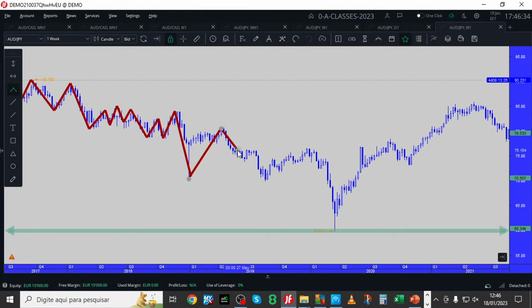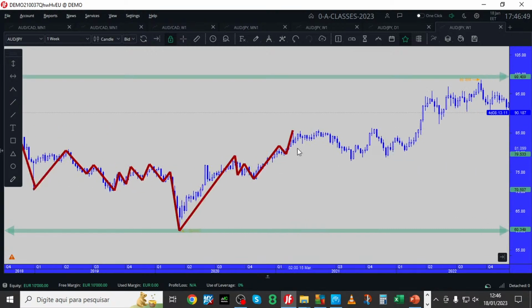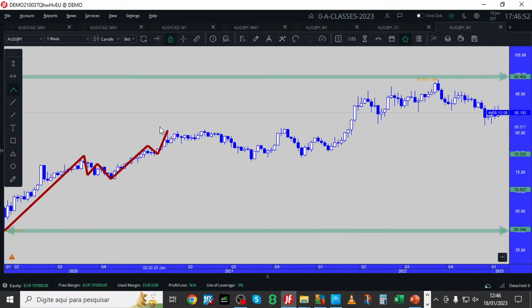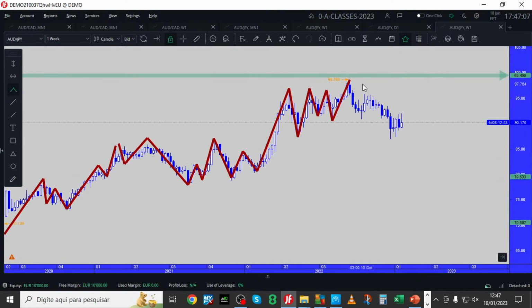So low, high, low, high, high to low, to high to low. Next high is here, next low is here, next high is here. Just quickly, we're almost out of time. High to low, low to high, and so on. And lastly, low to high, high to low, low to high.